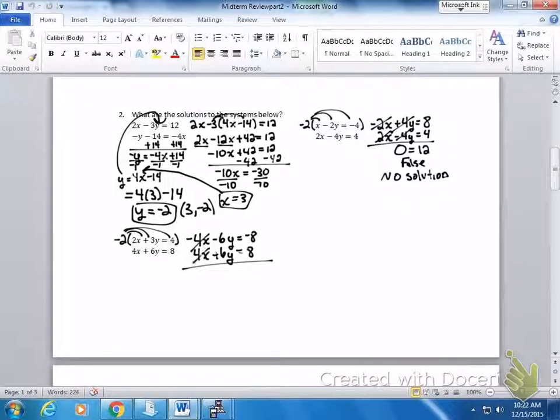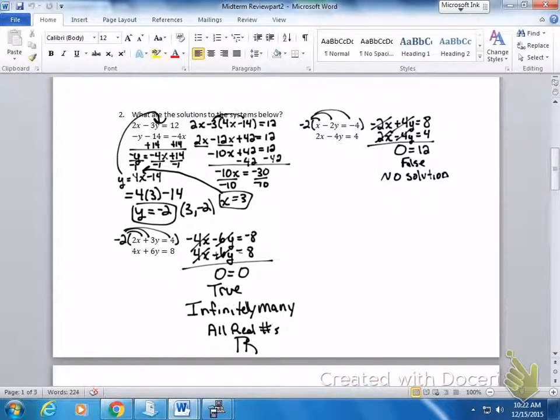Negative 4x plus 4x cancels. Negative 6y plus 6y cancels, so I have 0. Negative 8 plus 8 is also 0. Now 0 equals 0 is true, so this is infinitely many solutions. But we could also say, sorry, my pen is messing up there, infinitely many. We could also say that it's all real numbers. And remember that the symbol for that is the R with the double back.